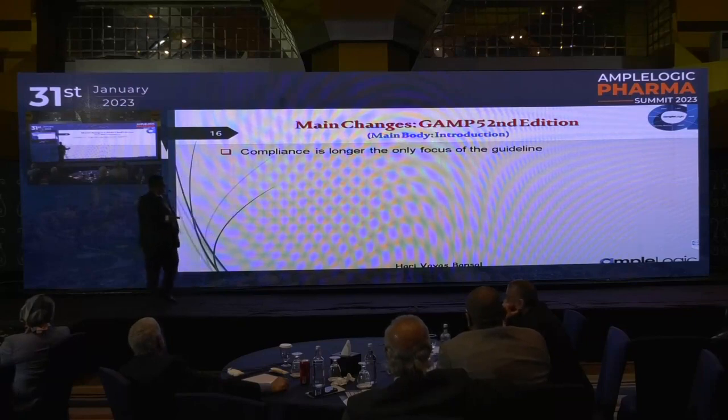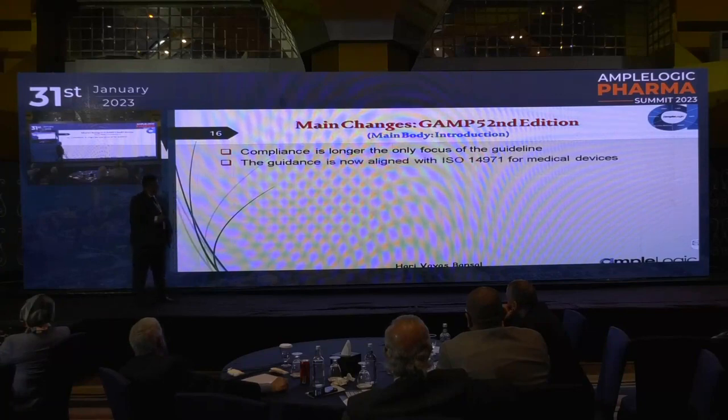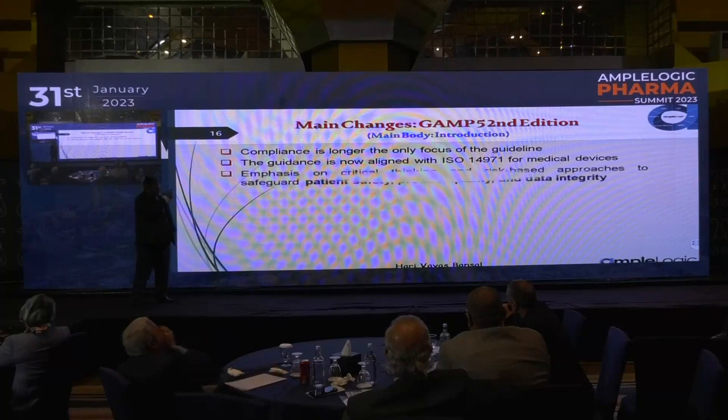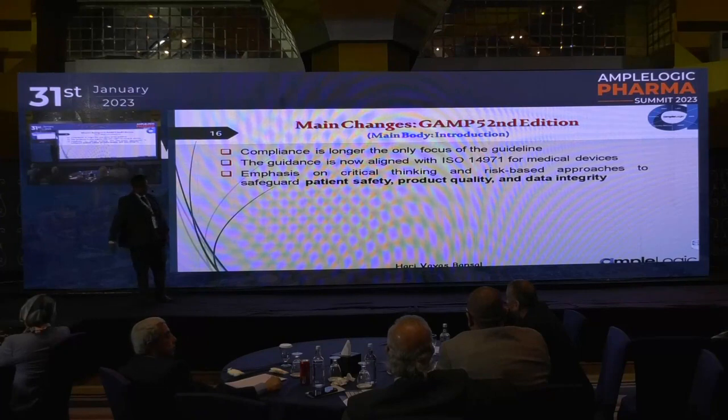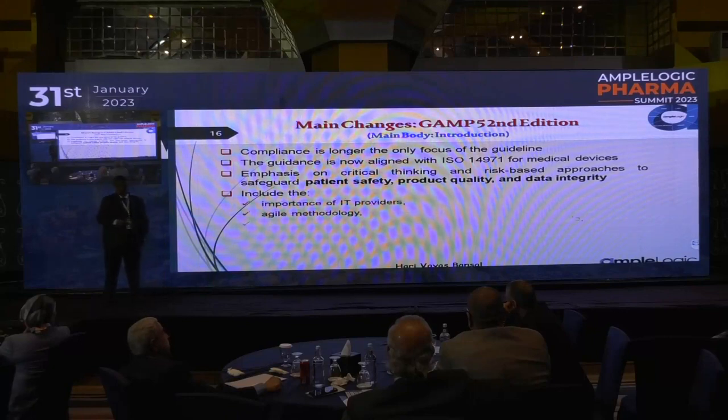So compliance is no longer the only focus of the guideline. Compliance is no longer the objective. Now it is only the emphasis on safety, product quality and integrity. It includes the importance of IT service providers.